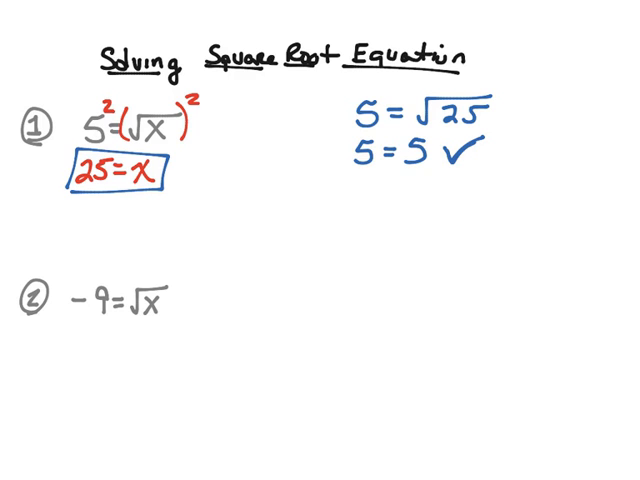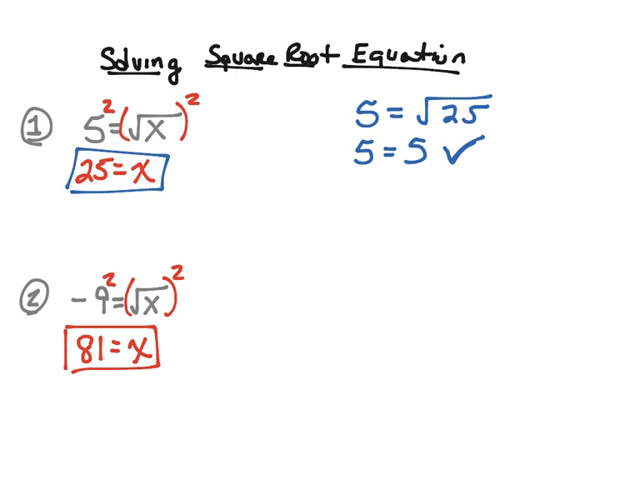Alright, let's try that again. Looking at number 2, we have negative 9 is equal to the square root of x. So again, the first thing we want to do is isolate the radical, isolate that square root, which again is already done for us. So I'm going to move on to the next step, squaring both sides. If I square a negative 9, 9 squared becomes a positive 81. And the square root and the square cancel each other out, leaving me with x. Therefore, my solution to this equation is 81.